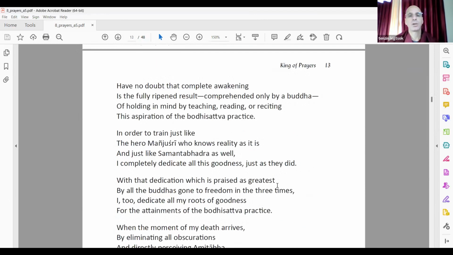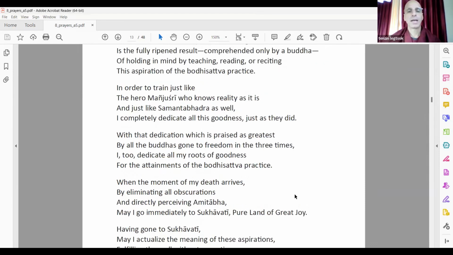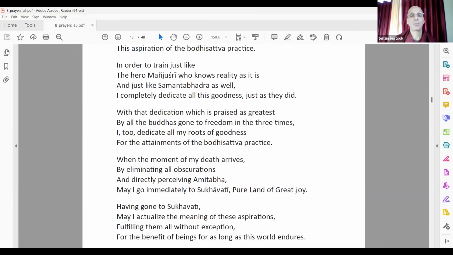Have no doubt that complete awakening is a fully ripened result, comprehended only by a Buddha, of holding in mind by teaching, reading, or reciting this aspiration of the Bodhisattva practice. In order to train just like the hero Manjushri, who knows reality as it is, and just like Samantabhadra as well, I completely dedicate all this goodness just as they did. With that dedication, which is praised as greatest by all the Buddhas gone to freedom in the 3 times, I too dedicate all my roots of goodness for the attainment of the Bodhisattva practice.